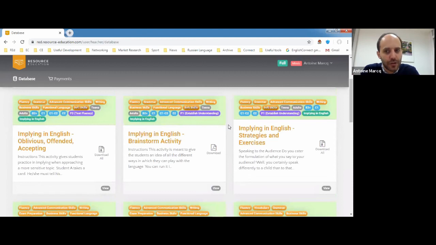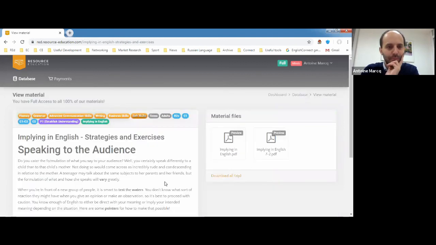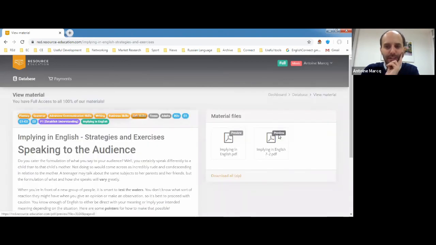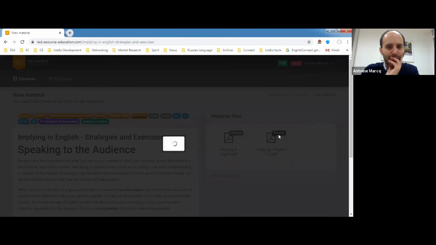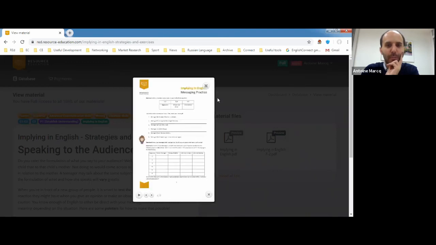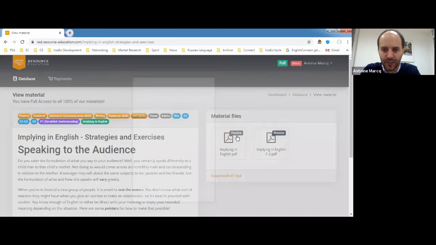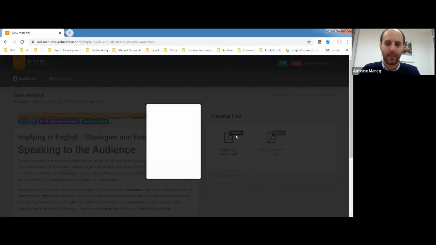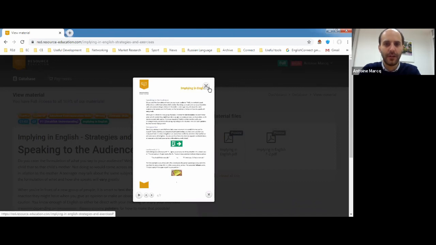The last thing I wanted to show you today was another soft skill that is very useful for students. It's implying in English. So we've added more activities for this. Here, you have implying in English, the strategies. So this is a proper soft skills lesson. Sorry, this is just exercises. This is implying in English. There you go.